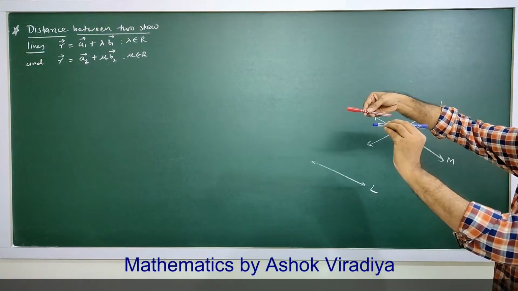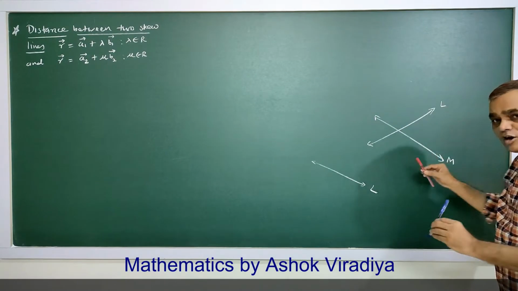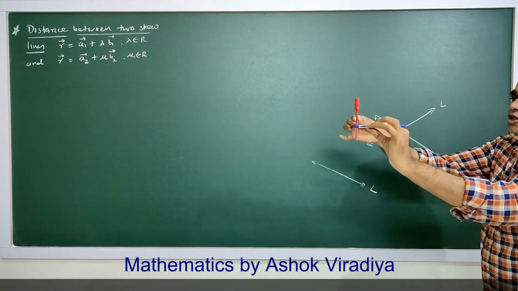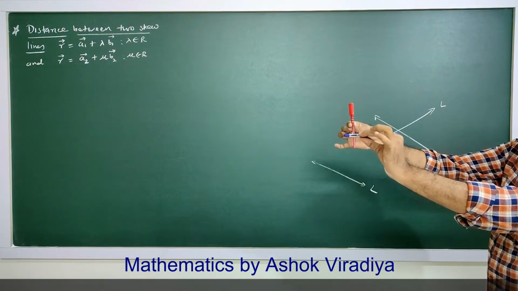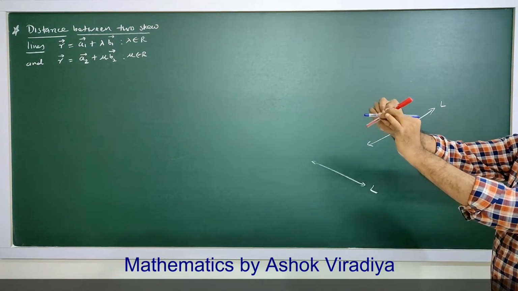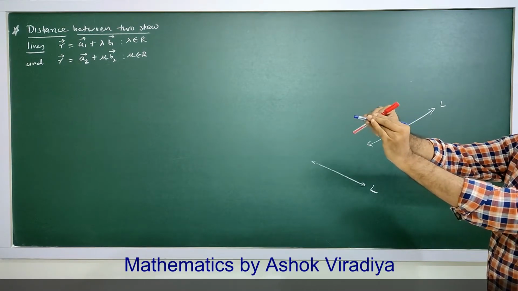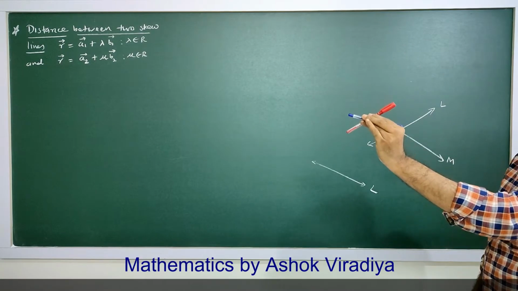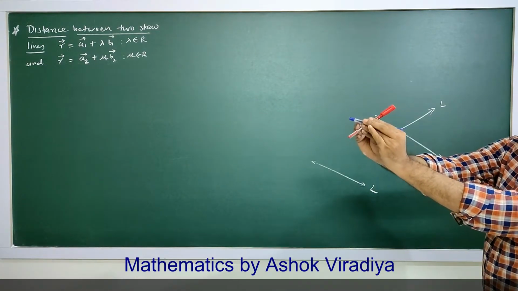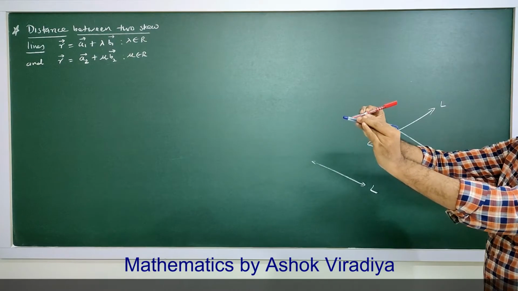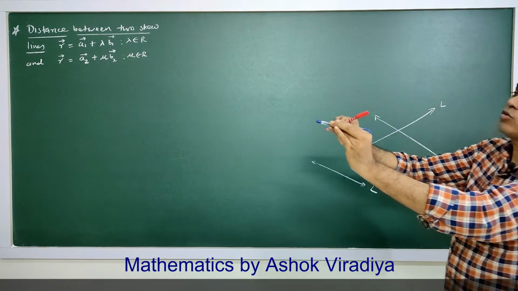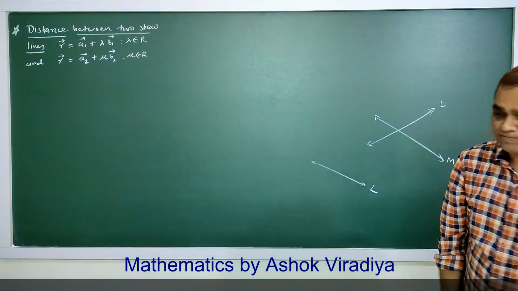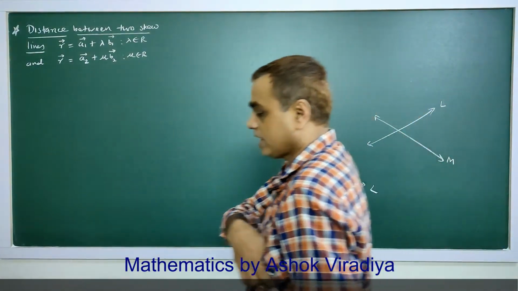If they do not lie in the same plane and are not parallel, maybe like this, so these are skew lines. If I keep them in contact of each other, they are not skew lines. If intersecting, then coplanar. But if not intersecting and having different direction, then skew lines. So now we are talking about distance between skew lines, and here is the formula.